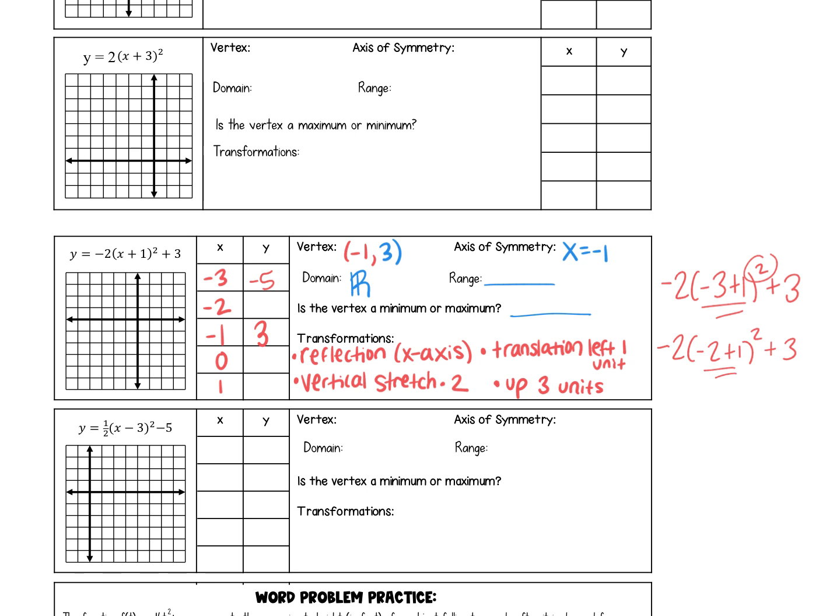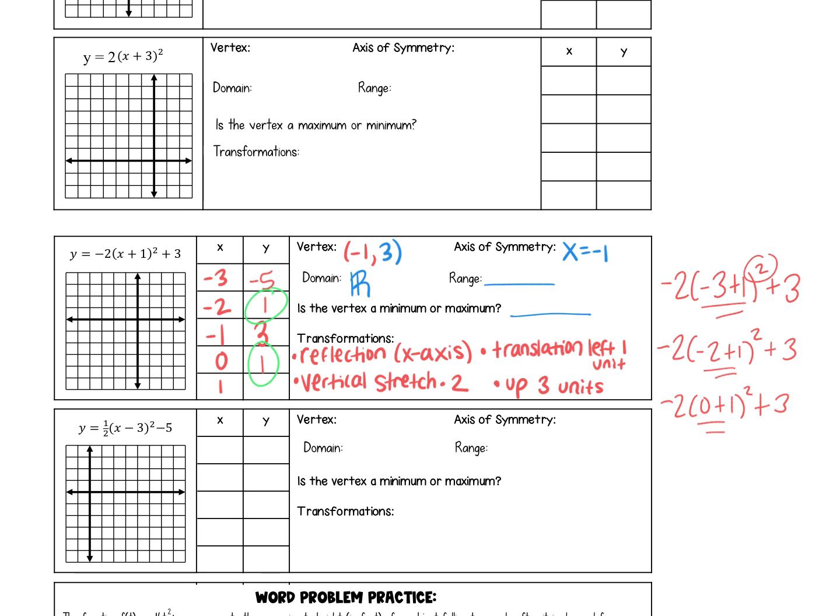You get -1. -1 squared is +1. -2 times 1 is -2, plus 3 is 1. Plug in 0. 0 plus 1 squared plus 3. 0 plus 1 is 1. 1 squared is 1. -2 times 1 is -2. Plus 3 is 1. Remember, we already knew that because these are going to match up. I'm just kind of showing you. We did talk about this yesterday.